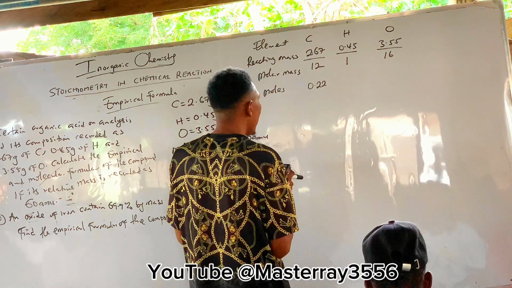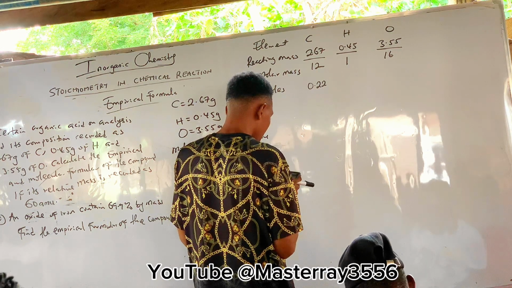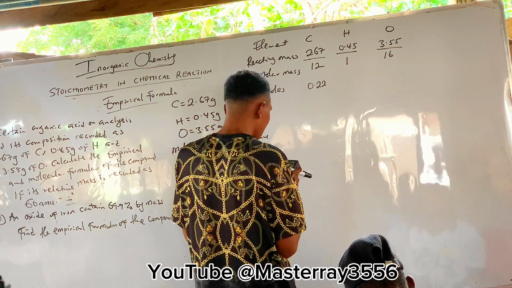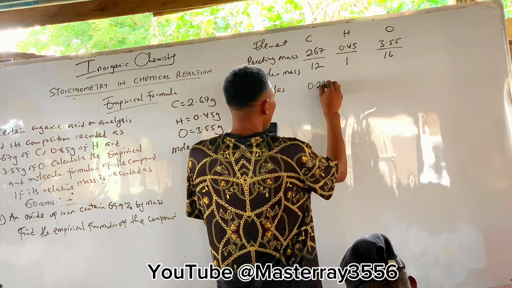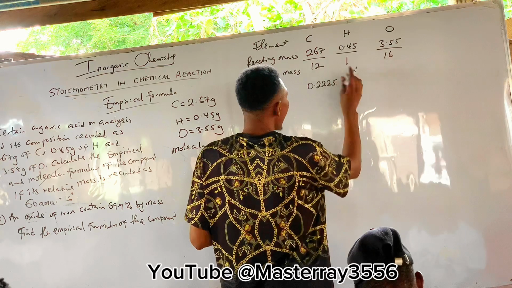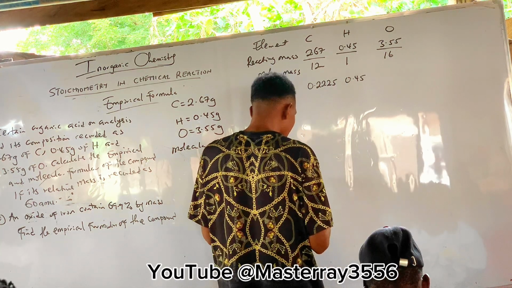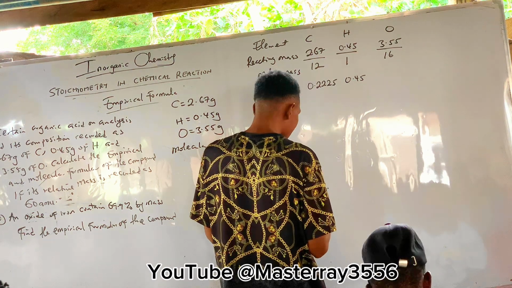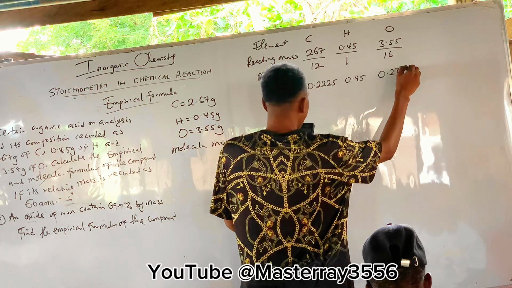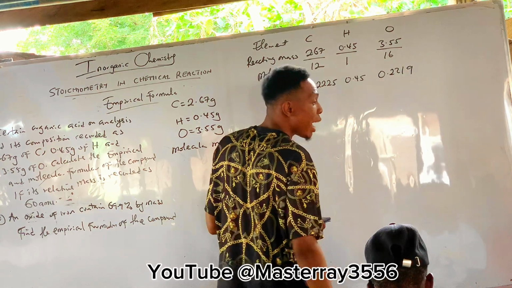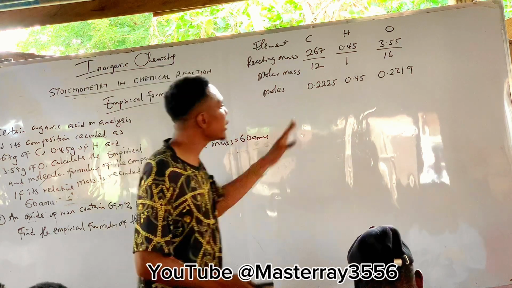So we have 2.67 divided by 12. It's already 0.2225. So if you divide it, we still have 0.45. And when you divide the 3.55 divided by 16, 0.2219 approximately, right? So this time I divide by the smallest. So which is the smallest here?